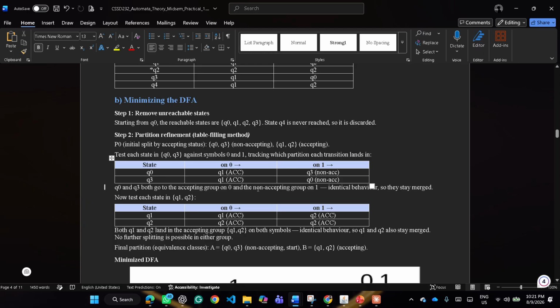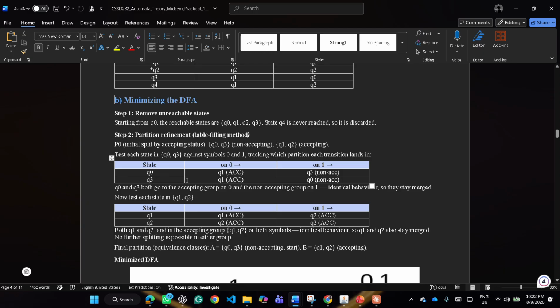And if you want to find or reach this state, this is how we do it. We test each state: Q0 and Q3, because we are pairing these states since some are accepting states and some are non-accepting states. And Q0 and Q2 are being paired because they are non-accepting states. That's why you pair them against 0 and 1, which are the input strings 0 and 1, tracking which position each transition lands in. And so let's track this non-accepting state pair as Q0 and Q3.